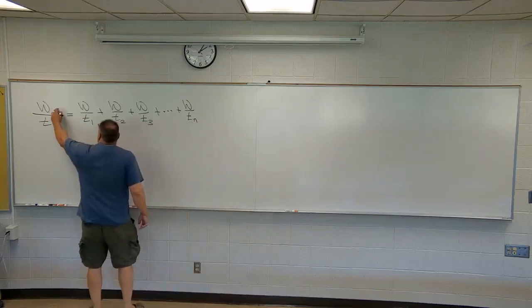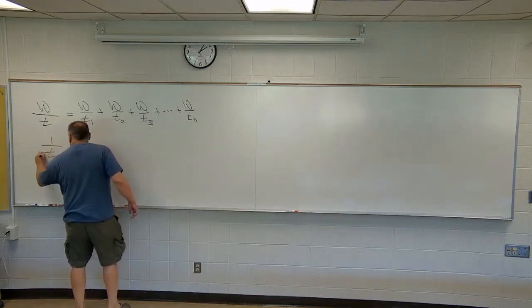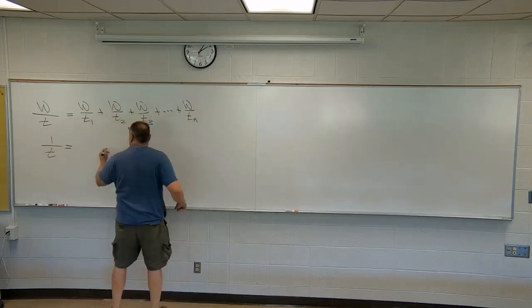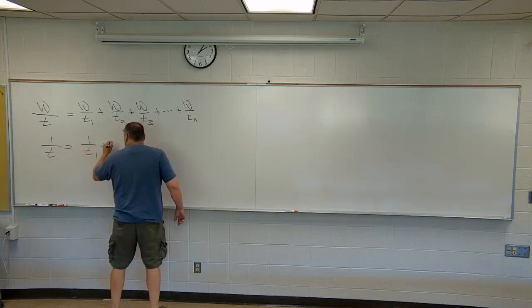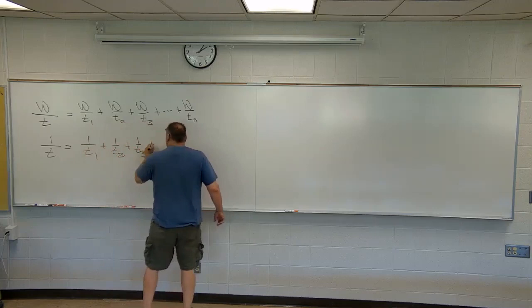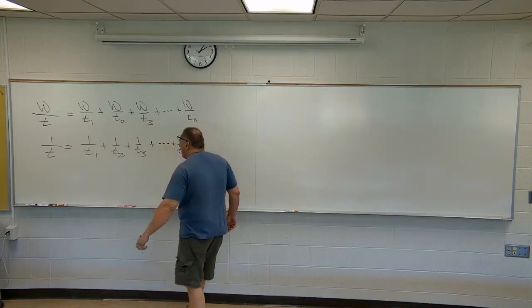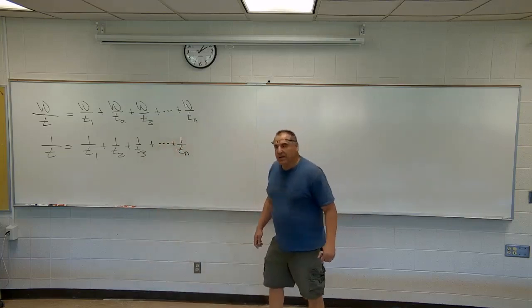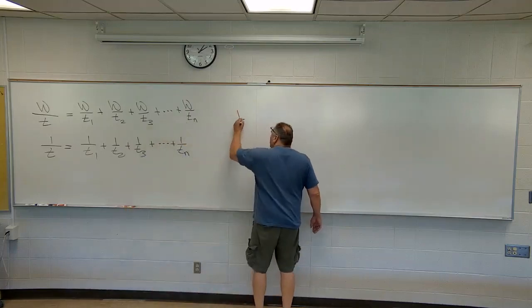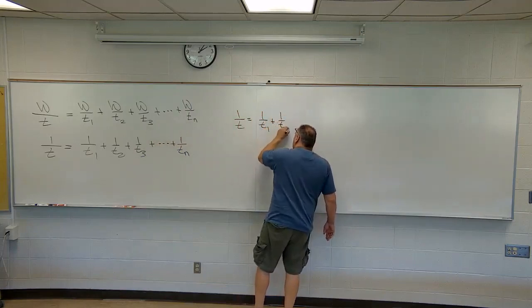If you divide by W on each side, you get 1 over T. Divide all of this by W, the W distributes and hits all of these, and you get this. That's for N people. If the number of people is just 2, then you've got 1 over T equals 1 over T1 plus 1 over T2.